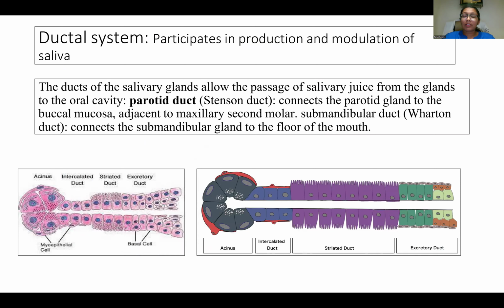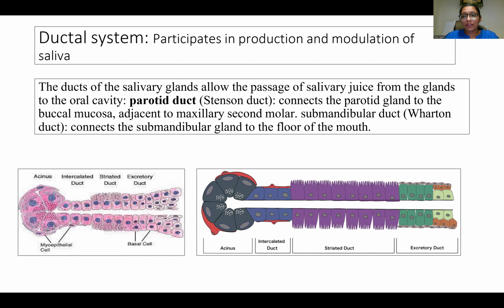The ductal system not only allows the passage of saliva from the cells to the lumen through various types of ducts to exit into the main excretory duct, but it also participates in the production and modulation of the saliva. The ducts of the salivary gland allow the passage of the salivary juice from the glands into the oral cavity.